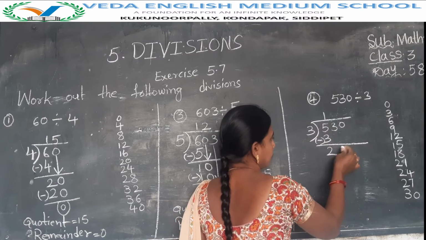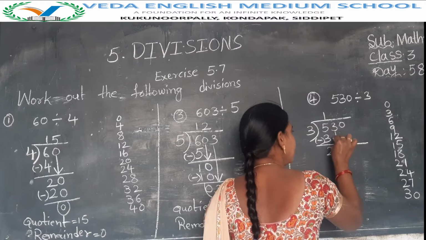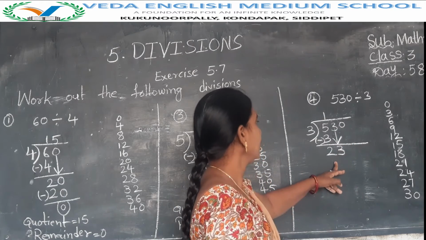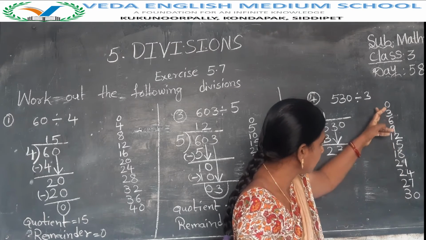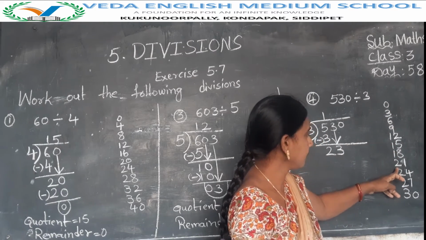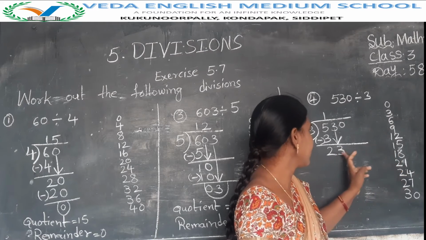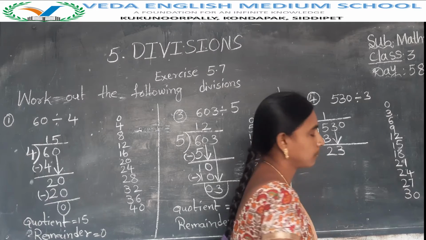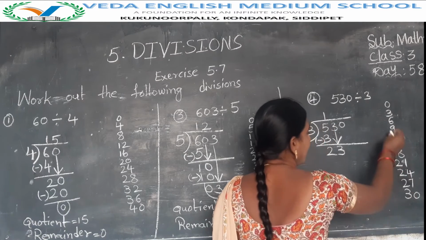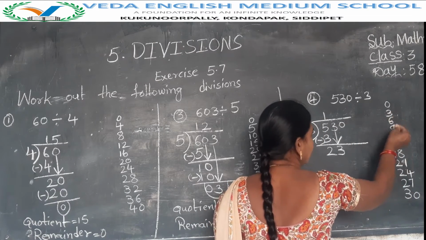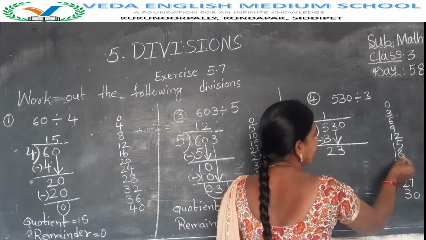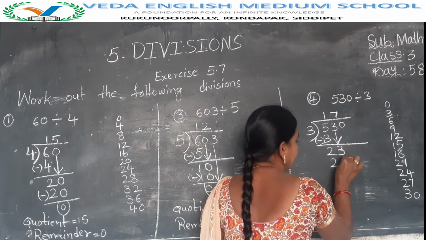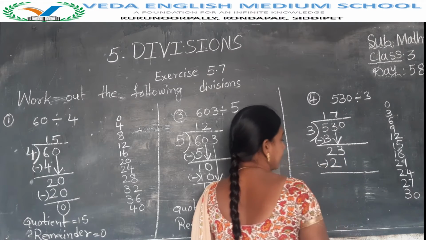Now do the subtraction. 5 minus 3 is 2. Bring this digit down like this. Now here 23. Find 23 in this table. It is not here, so find the nearest to 23: 21 and 24. 24 is the above number, 21 is the below number. So take the below number, that is 21. How many times 3? 1, 2, 3, 4, 5, 6, 7. 7 times 3 is 21. So 3 sevens are 21. Now do the subtraction.